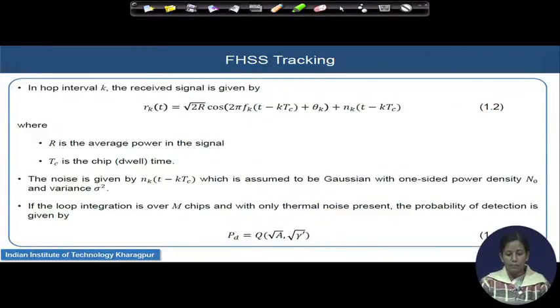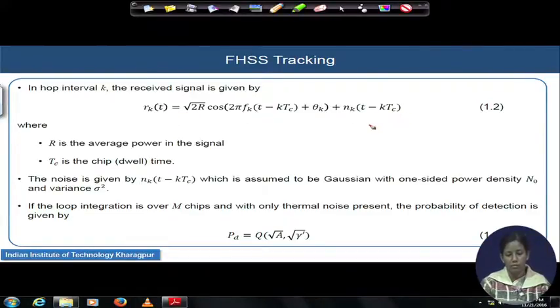Let us look into a little bit of mathematical analysis of the case we have explained through the diagram. In the hop interval k, the received signal, now we are going to write, we understand this expression we have seen several times. Tc is the chip dwell time, and capital R is the average power in the signal received. Nk, as it is the kth hop interval, is the noise process, the additive white Gaussian noise process associated with this kth interval.